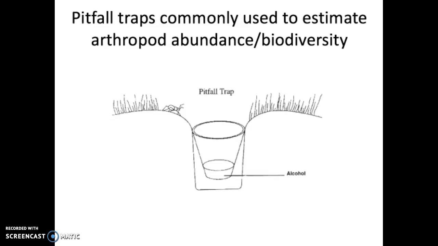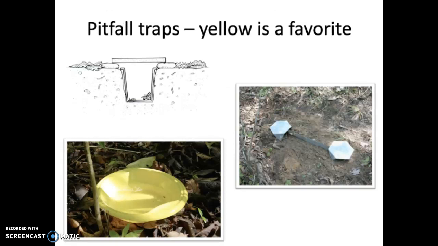So perhaps some of you have heard of something called a pitfall trap. A pitfall trap is basically a cup that you place in the ground at ground level, and it either has alcohol or soapy water in the bottom of it. And as arthropods, like the one that is walking across here, walk by that pitfall trap, they fall in. So these are commonly used to estimate arthropod abundance and biodiversity in the field in ecological experiments. It's super simple to do, and there are lots of different types of pitfall traps that you can use.